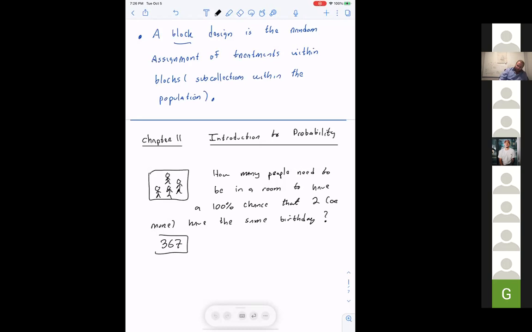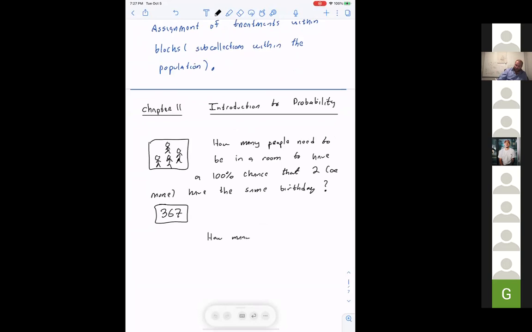367. Do we agree? If you have 366 people, isn't it possible everyone has a different birthday? So in order to be guaranteed 100% that two or more of them have the same birthday, you need 367, right? 366 is each one. No, not 730, just 367. Where's 730 coming from? Oh, does the 366 one have to do with the leap year? Yeah, most people when they ask this question ignore the leap year. So most people would say 366, but because the leap year is technically a different day, I'm going to say 367.